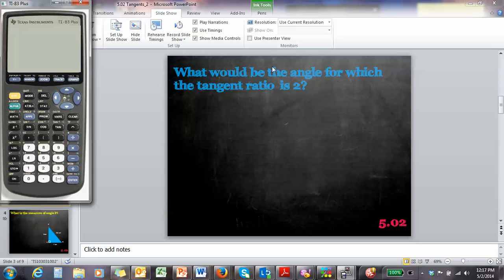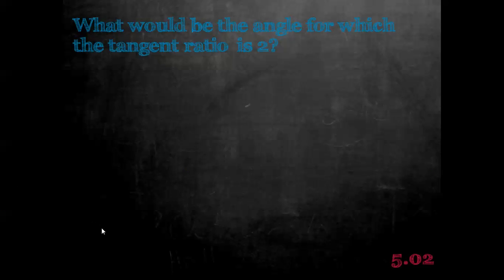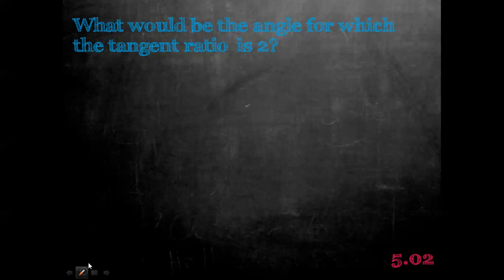So here it says, what would be the angle for which the tangent ratio is 2? They've given us a ratio and we want to find the angle. So that means that we have to use inverse tangent. Here, if you notice, I have tangent -1. So I put in 2, and that gives me 63.43. So my answer for this one would be 63.43 degrees.